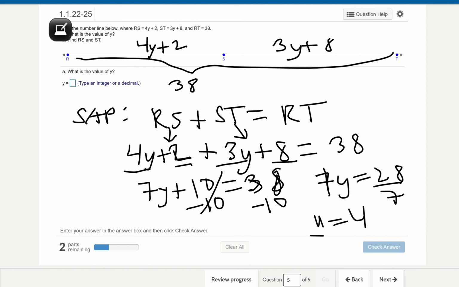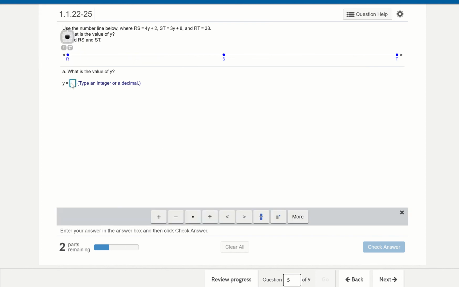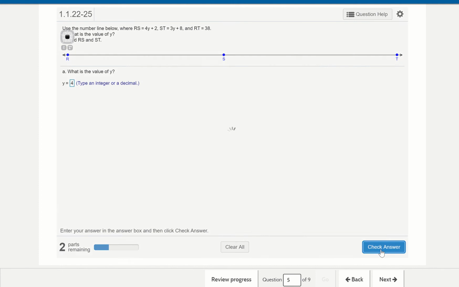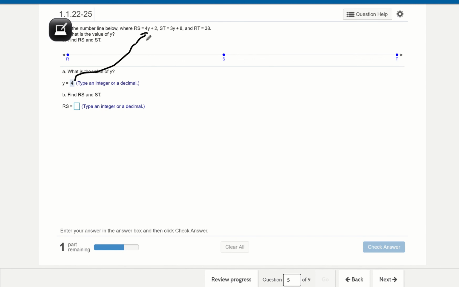All right, so they're asking for what the value of y is. So we can just plug that in. Let's do that right now. And then we're going to find RS and ST, but that's easy. All you got to do is plug in the value of y into those two. Okay, so just do the math and get that done. You just do 4 times 4 plus 2, and then 3 times 4 plus 8. I'm not gonna do that. It's just pretty straightforward. Just plug it in and do the arithmetic. All right.